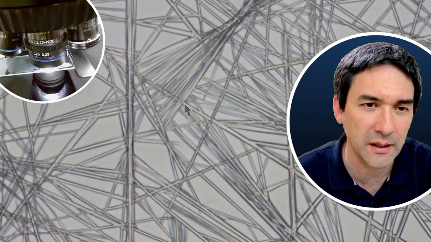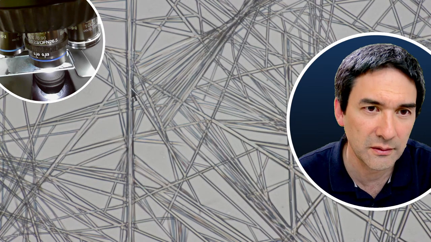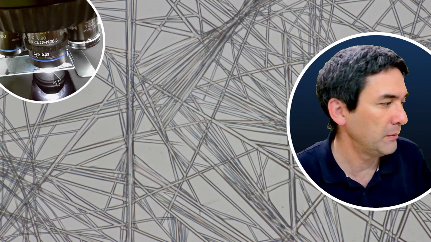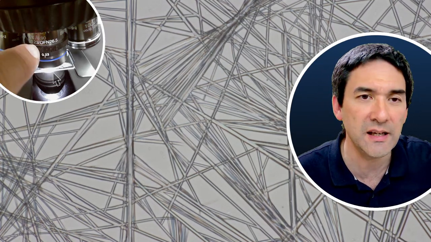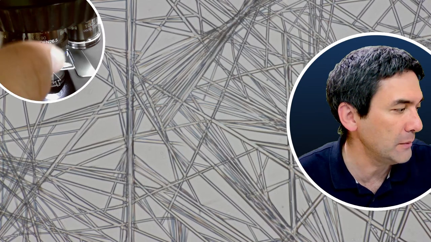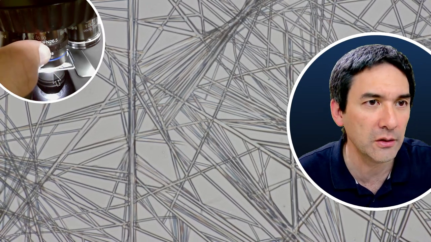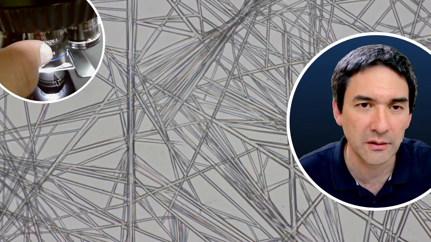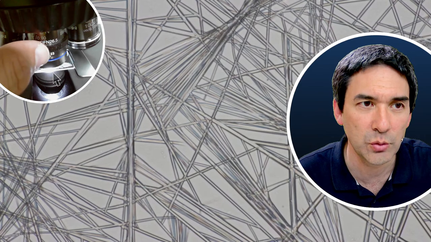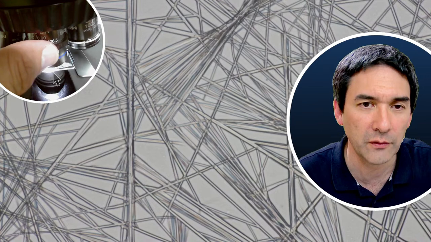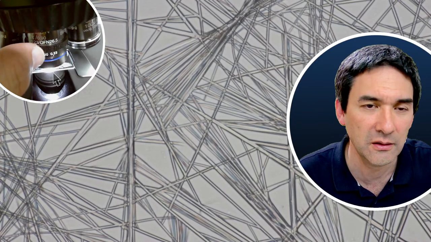Okay, so that's 60 times. I'm going to show you something which you might not know. My 60 times objective has a so-called adjustment ring to compensate for the thickness of the cover glass. So I'm able to turn this little wheel here until I'm getting the maximum clarity. Yeah, for the 60 times objective, this is an adjustment for cover glass thickness. Okay, I think that's fine.